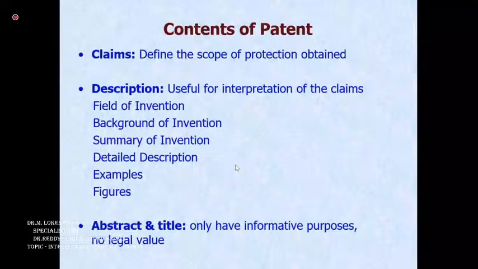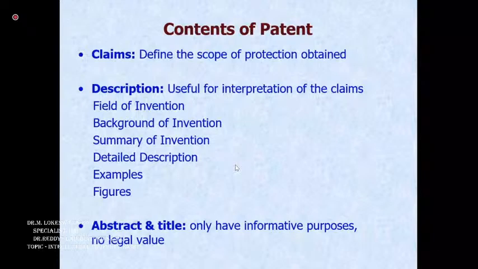So if you disclose 10 inventions in the description, protection comes through the claims. If you are protecting only one invention in your claim, then whatever you are protecting is the only one invention you are protecting in the patent.